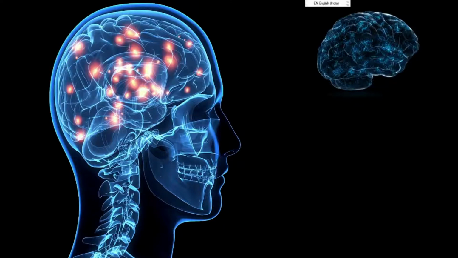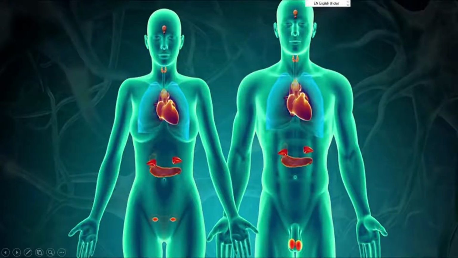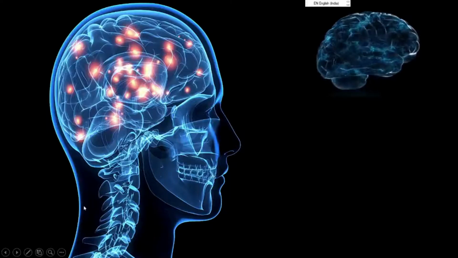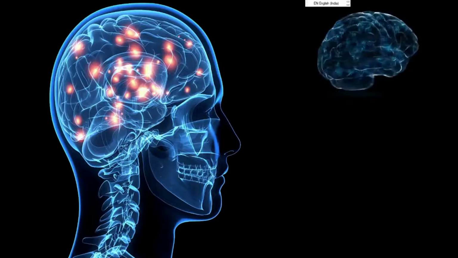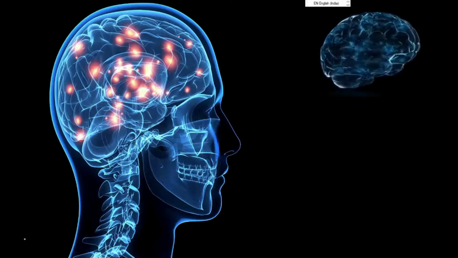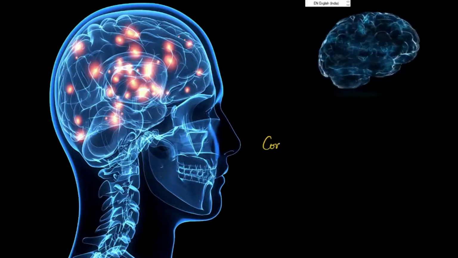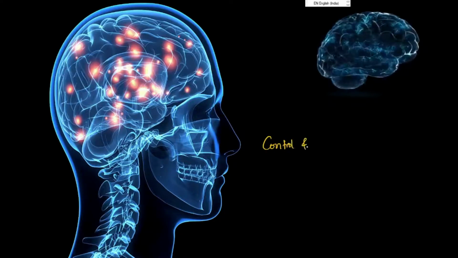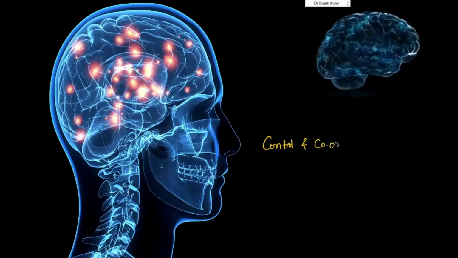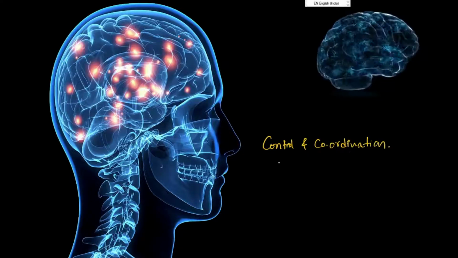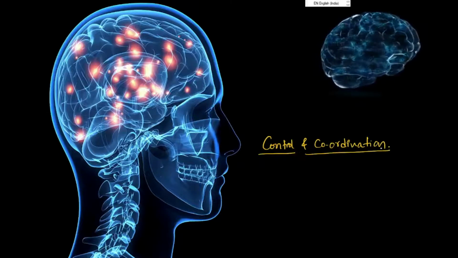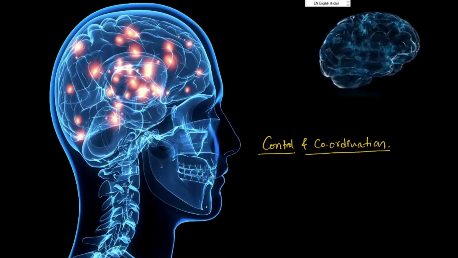Students, we are going to begin with this. Our chapter name is Control and Coordination. First I will write here: Control and Coordination. What does control and coordination mean? What does it actually include?